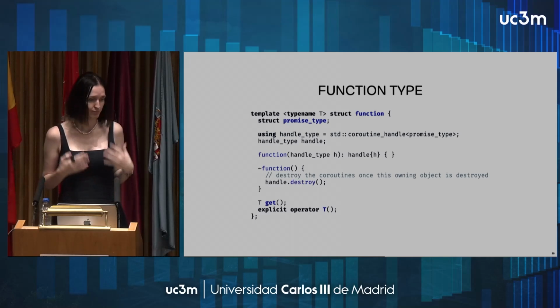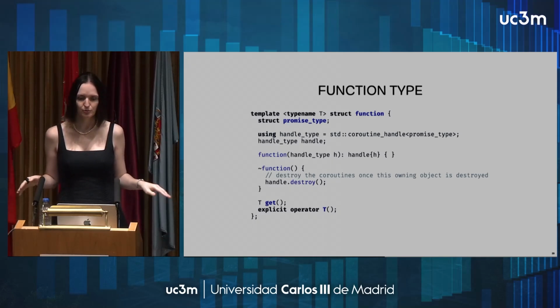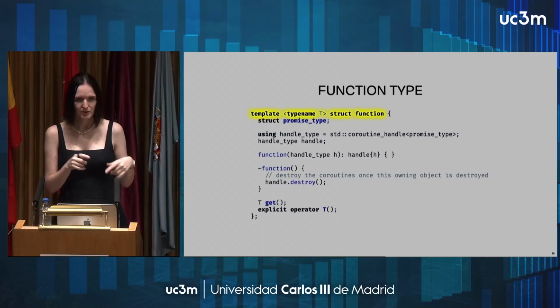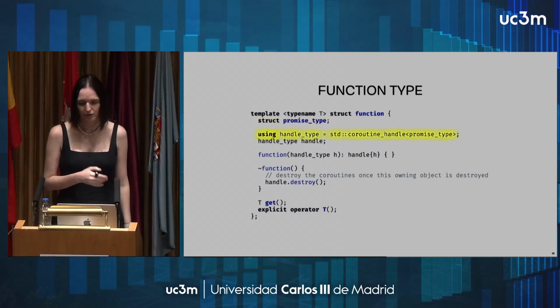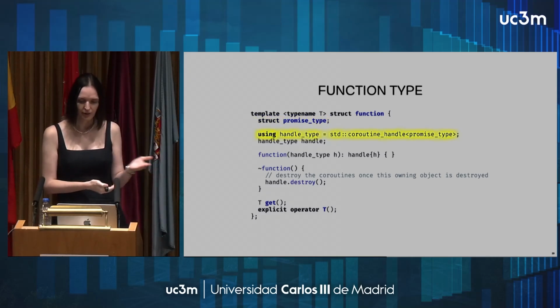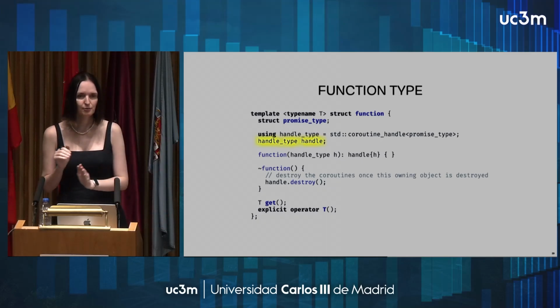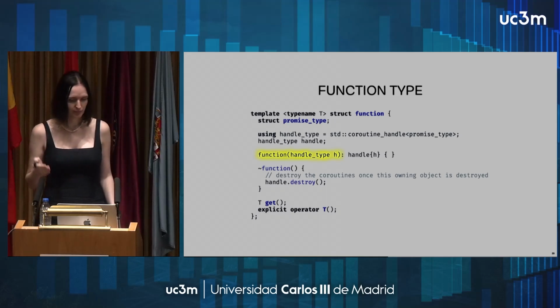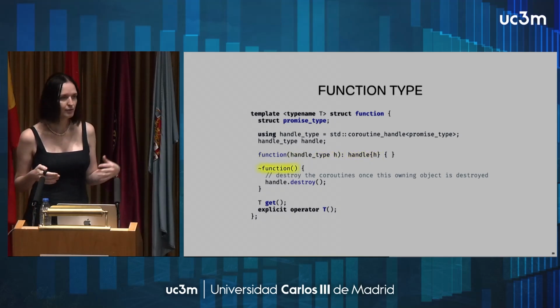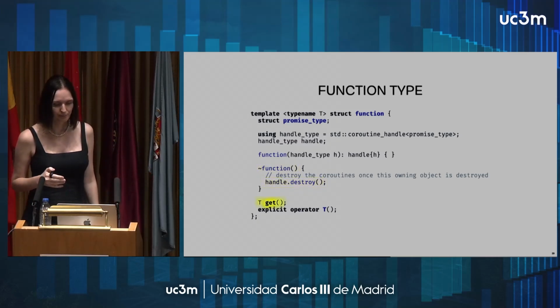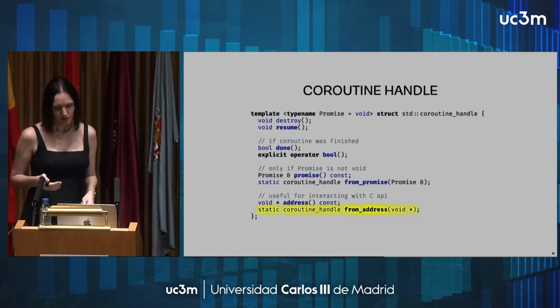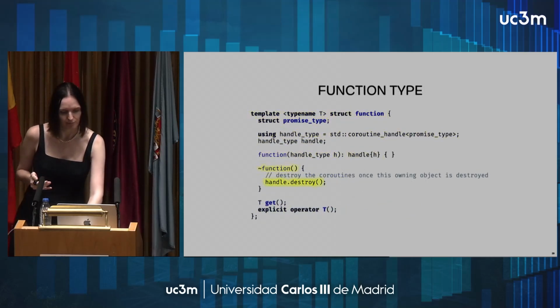So function type, let's build a function as a coroutine. Function of type name T, which means the return type of our function, will contain the promise type. And the handle type will be coroutine handle of promise type, and the handle will be stored inside the function, nothing else. And the function will be built with the handle, and when the handle of it goes out of scope, the handle will destroy the frame. And you can access the result implicitly or explicitly with casting. Oh, I went back. Sorry.